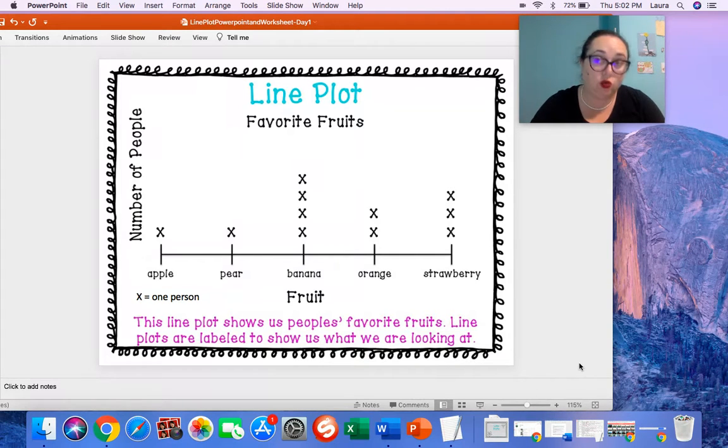How many people like oranges? That's right, 2. And how about strawberries? All the way on the right. That's right, 3 people chose strawberries. So the plots are labeled to show us what we're exactly looking at, okay? It's just like our other graphs in that we have titles, we have a key, and we have things labeled. Otherwise, we don't know what we're talking about.